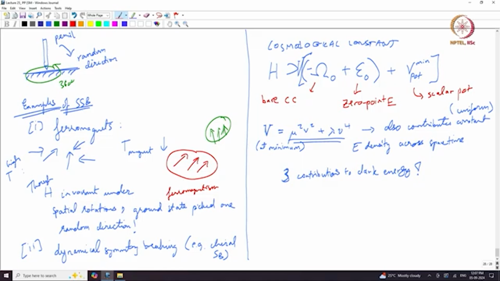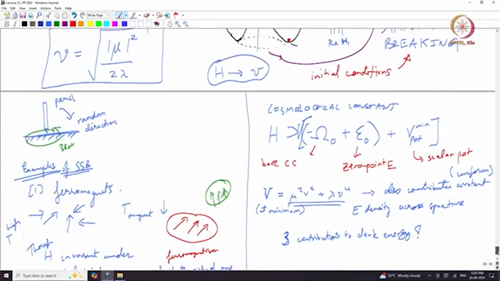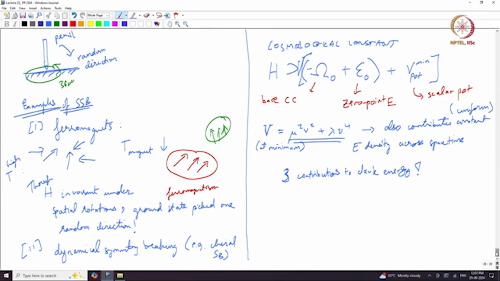massless modes that we produce in this spontaneous symmetry breaking, and what that actually implies for the masses of gauge bosons.